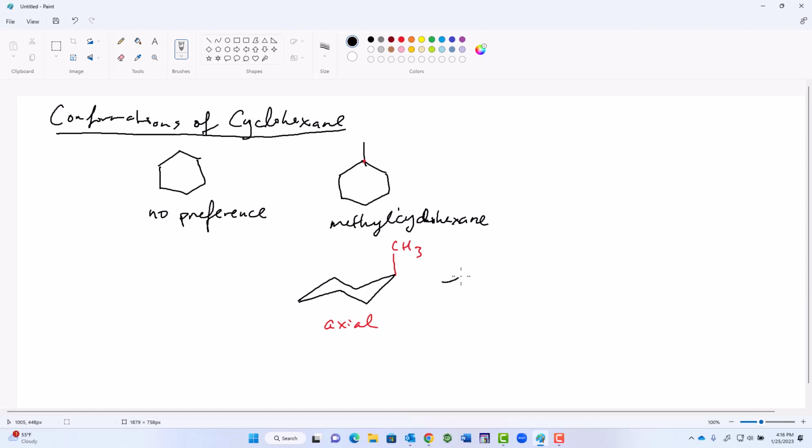I'm then going to do the chair flip. If we remember, with a chair flip all axial become equatorial, and all equatorial become axial. Since we had an up axial, this will be an up equatorial after we're done. So we've gone from axial to equatorial. And the question here is, which one of these is the preferred structure?